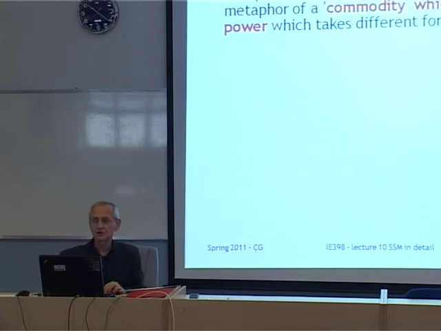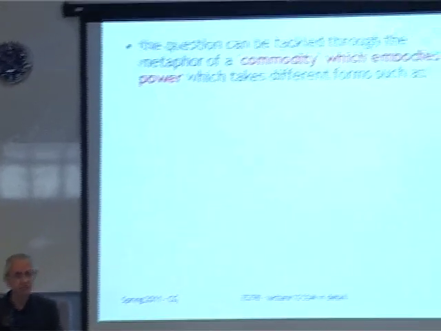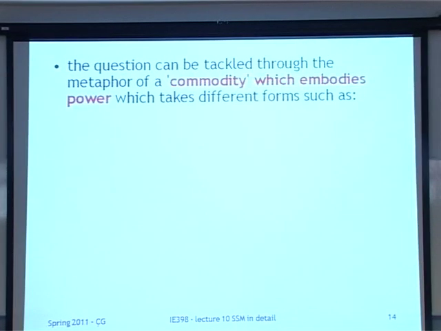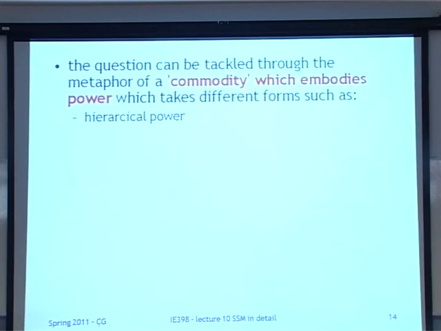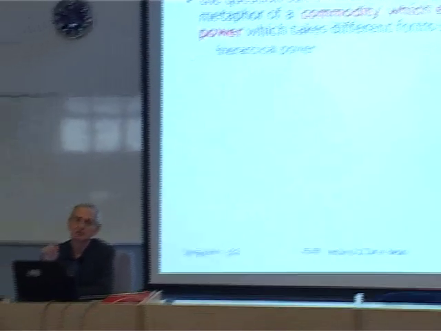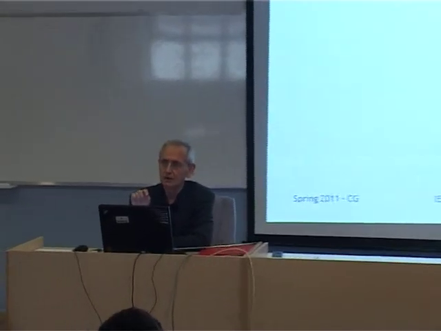Now, the questions. That question can be faced through the metaphor of a commodity. It's a metaphor, obviously. It's not a real commodity. A commodity which embodies power, which takes different forms. For example, what are the commodities of power? The first and most obvious one is hierarchical power. This is the power accorded to a person by the organization chart of an organization.